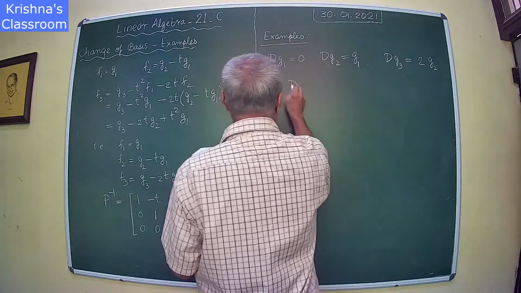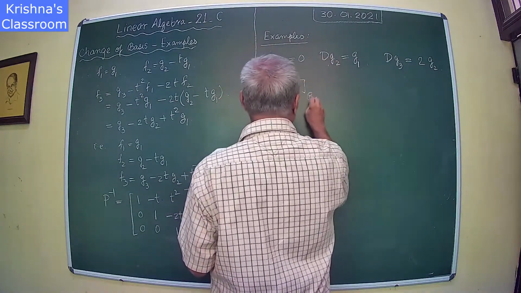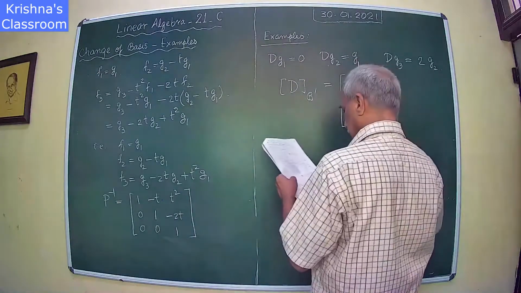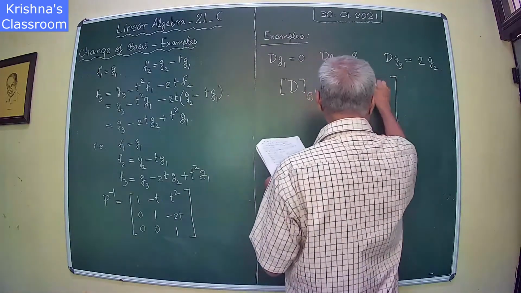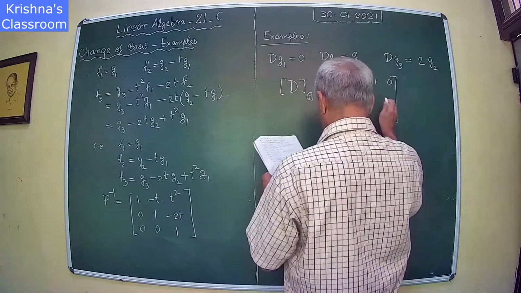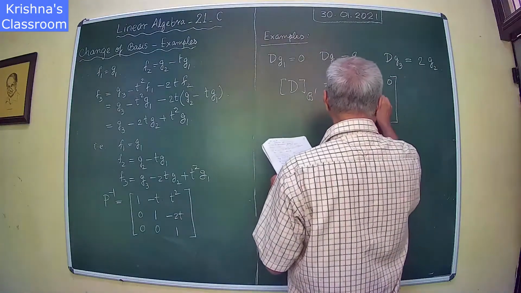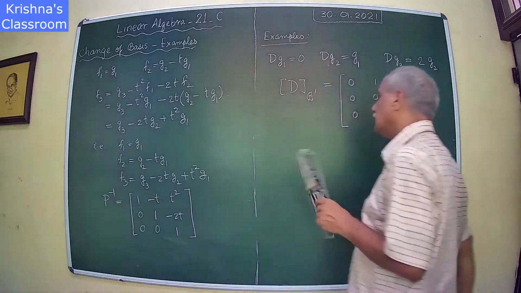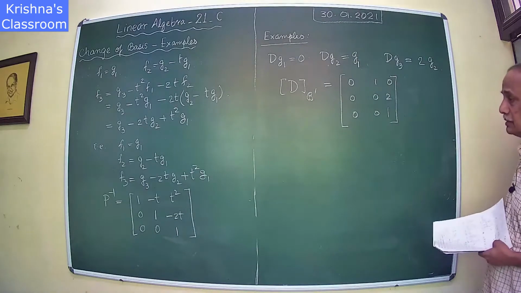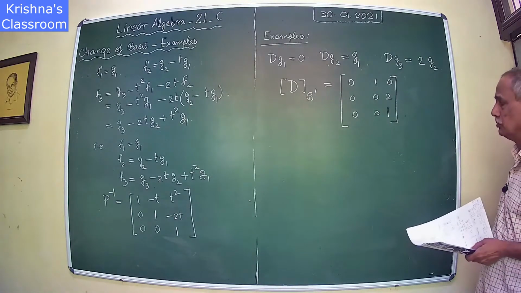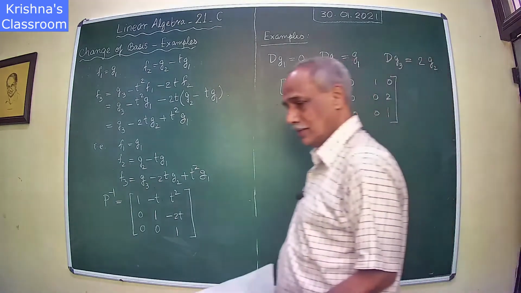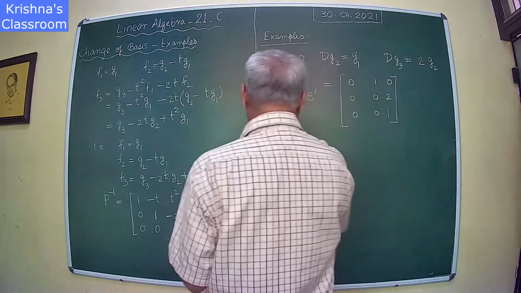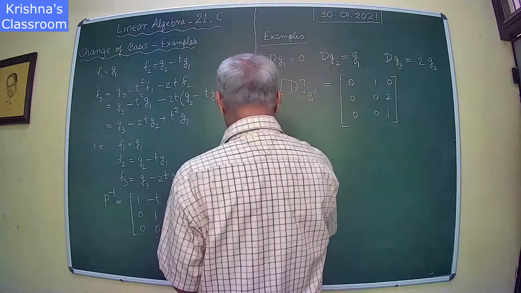Therefore, D with respect to B prime is going to be given by the matrix 0, 1, 0, 0, 0, 2, 0, 0, 0. Exactly the same matrix as D with respect to B. I mean, this is just a coincidence. Therefore, you can verify this, compute this.